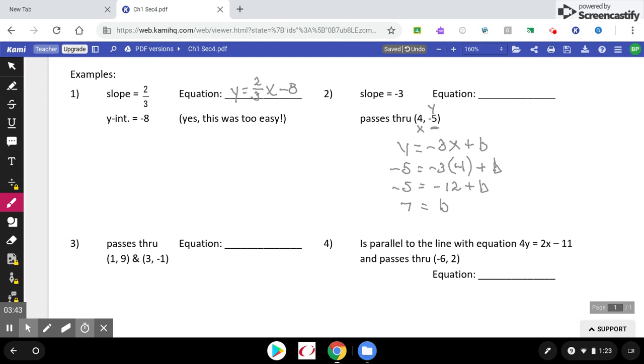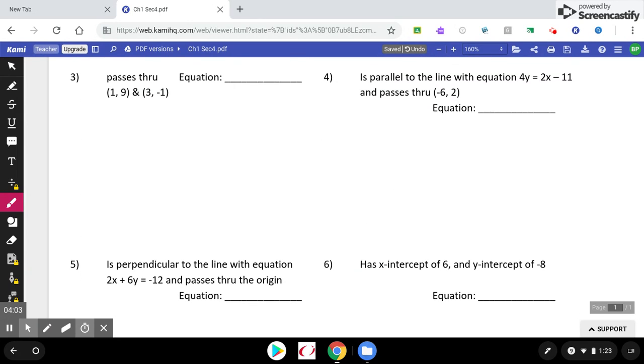So don't quit here. The final answer is to always write it in slope-intercept form. Slope-intercept form goes y equals whatever the slope was, which you were given, followed by an x, followed by the y-intercept, which we figured out was 7. So there we go. Done and done.